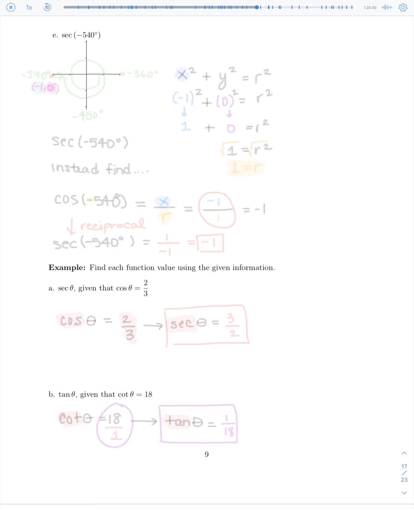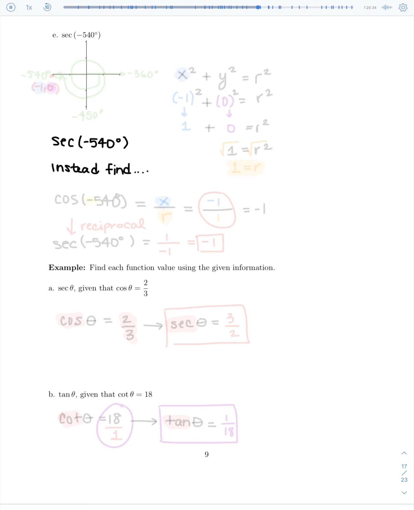One last one. Let's take a look at secant of negative 540. Well, first of all, I don't actually want to find secant. I want to find the main trig function it actually links up with. So we want to eventually find secant of negative 540. But instead, I'm actually going to find the reciprocal first. So instead, find, well, what is secant the reciprocal of?